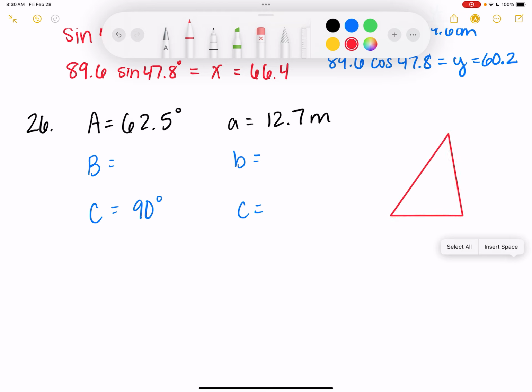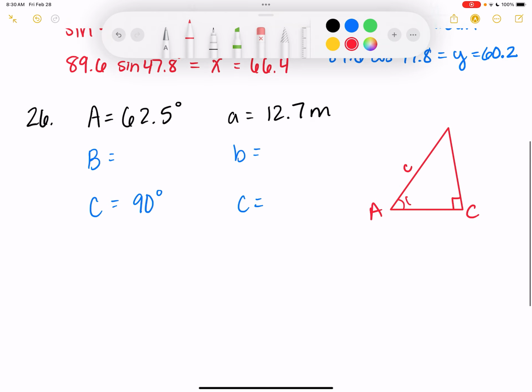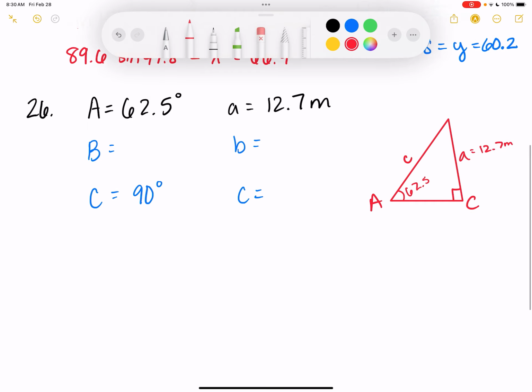All right, so we've got this right triangle. This is angle C. So side C is over here. I always like to draw my given angle, whatever it is. So in this case, it's A. In the bottom left, really doesn't matter. The side opposite of that is side A, which I already know is 12.7. And then that means the leftover one is angle B and side B.